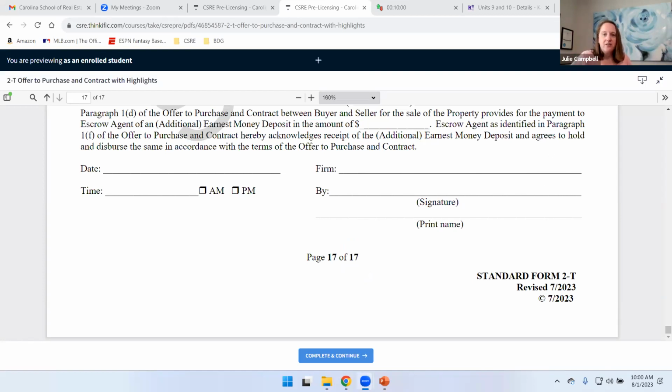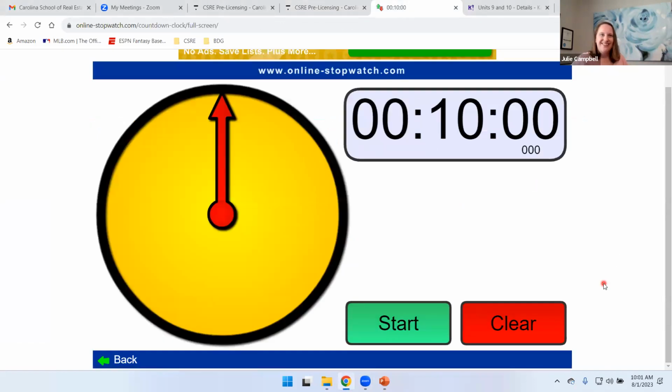We need to take a break. So let's take a break. When we come back, we'll finish up our offer to purchase and contract in Unit 10. So let's take 10 minutes.